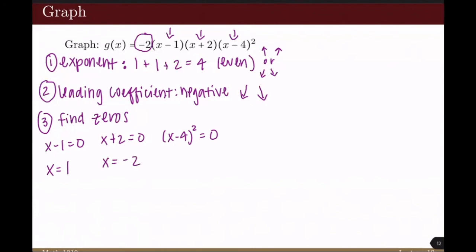Both of these zeros have what kind of multiplicity? Well, let's think about it. What were their exponents? When it doesn't have an exponent, we assume that the exponent is 1. So these are both odd multiplicity, right? Their actual multiplicity is 1.